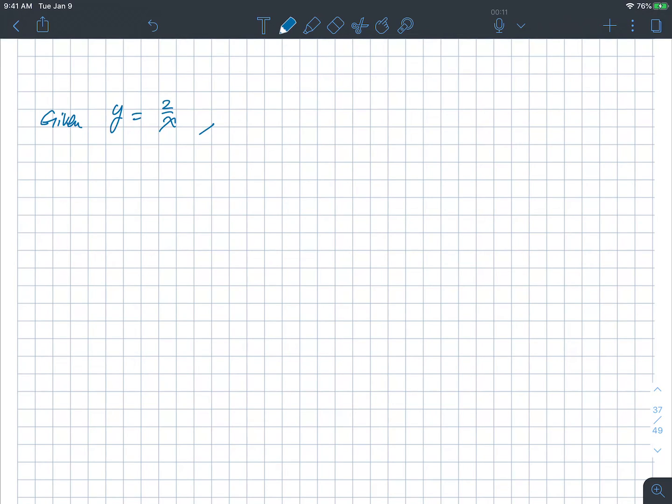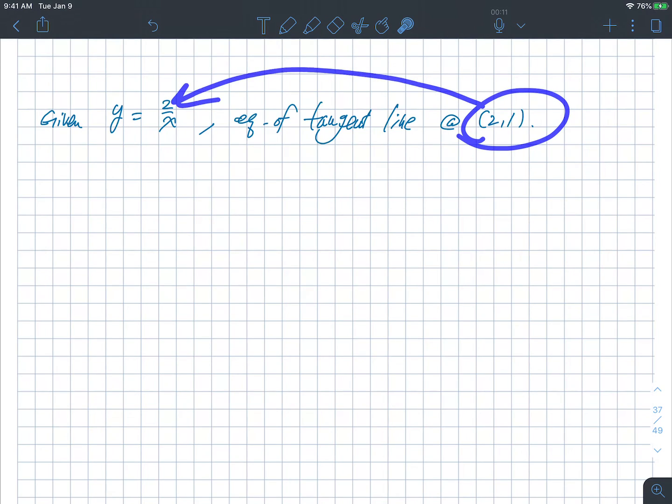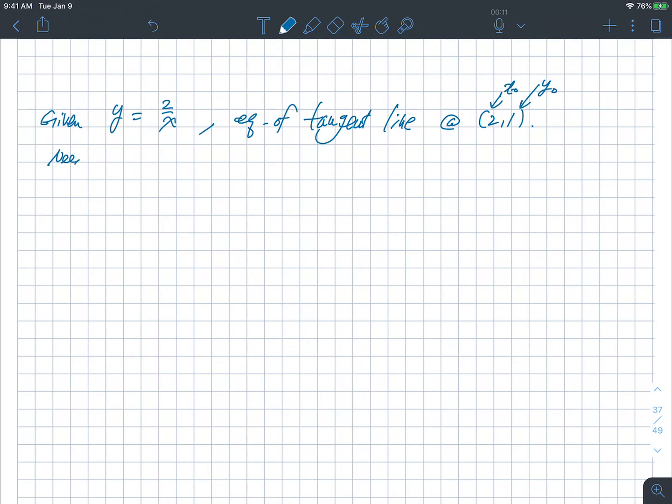All right. So now the question is, y is equal to 2 over x, and they want to find the equation of the tangent line at 2, 1. We've already plugged this into this equation. We know it works. Because we already know the x naught and the y naught, ask yourself, what do we need? Well, I have a point, I just need a slope.